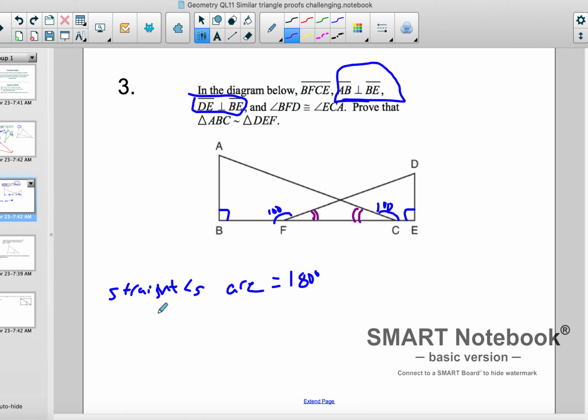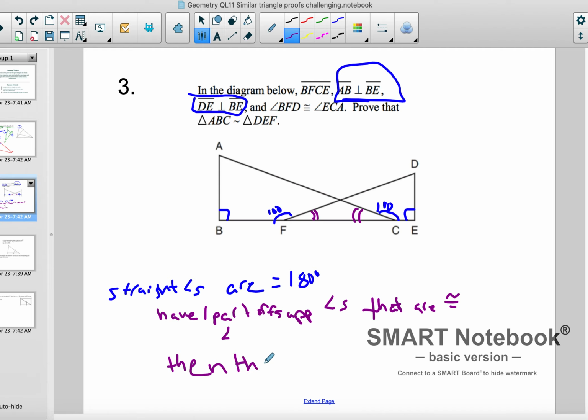So if you have one angle of supplementary angles that are congruent, then their supplements must also be congruent. And I'm just going to shorthand that so we can stop. And that's how you would get that second angle.